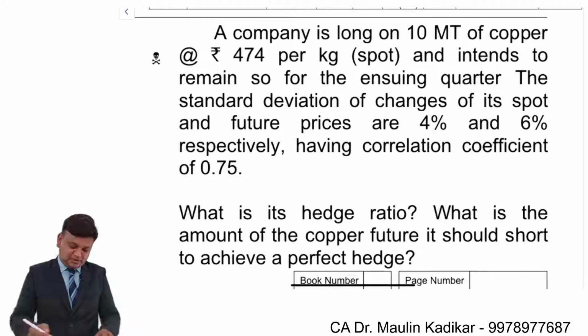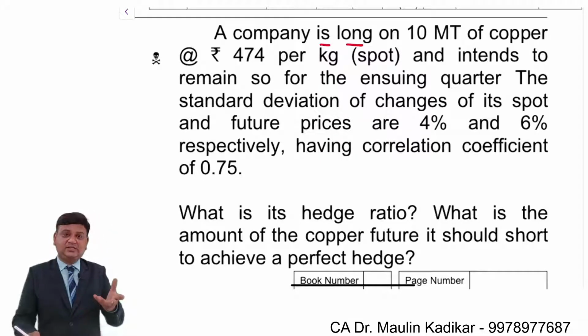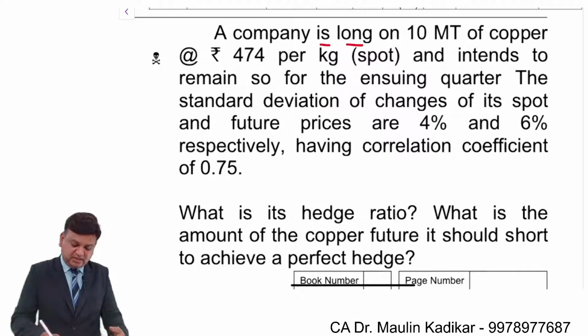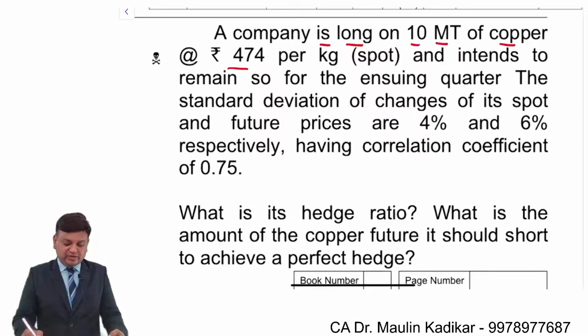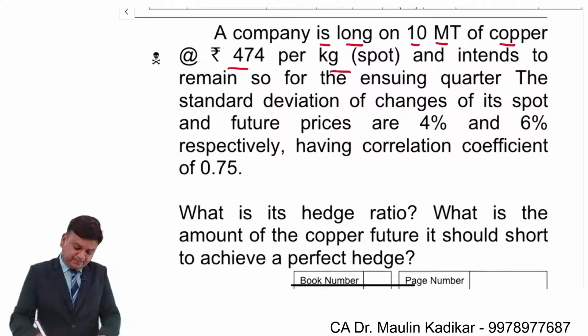Let us see the next question. A company is long. Long means it has purchased 10 metric ton of copper at the rate of 474 rupees per kg spot. So you already have the stock for say 10 metric ton of copper. It intends to remain so for the ensuing quarter.